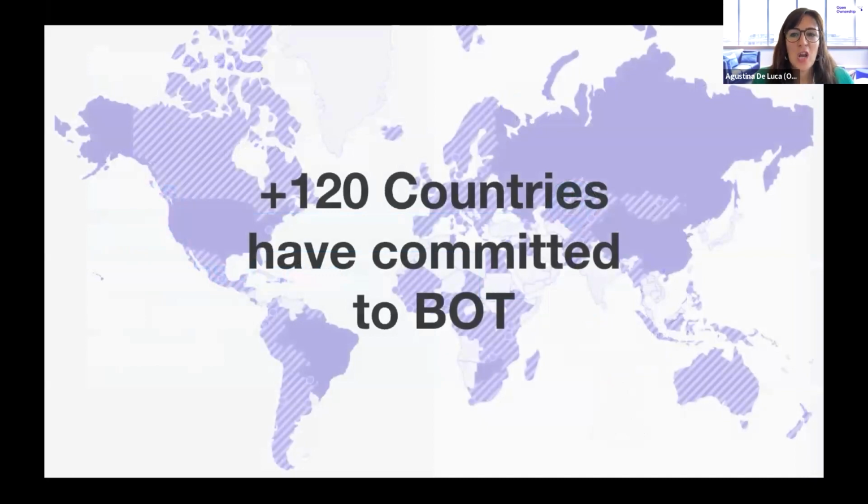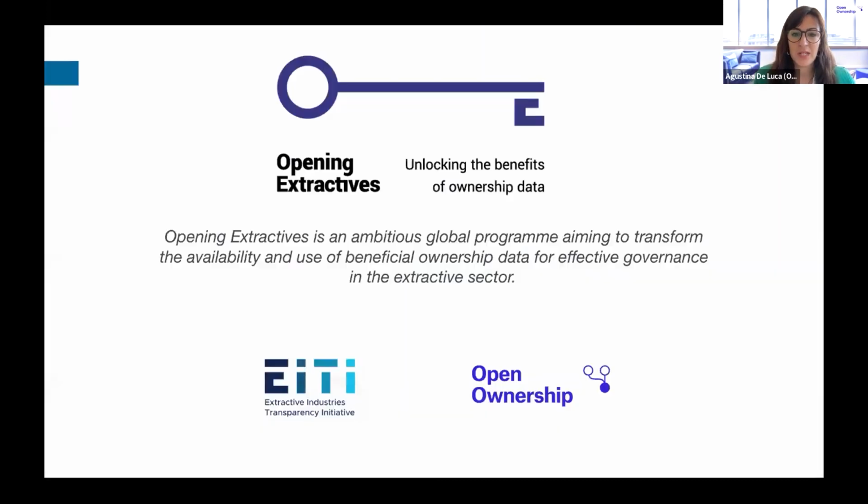Luckily, there are lots of countries of the world that have committed to beneficial ownership transparency, and this has been done through domestic laws, but also by adhering to international standards such as the EITI standard and others. Half of these countries have actually implemented beneficial ownership registers, and that is what we are aiming to do through Open Ownership and through the Opening Extractives program: to help narrow that gap and try to have more and more countries that have committed actually have central beneficial ownership registers.